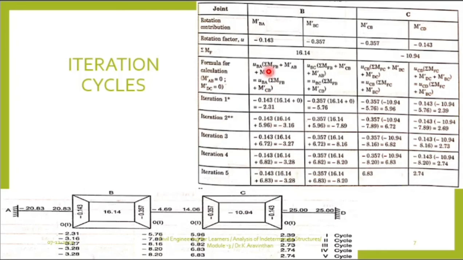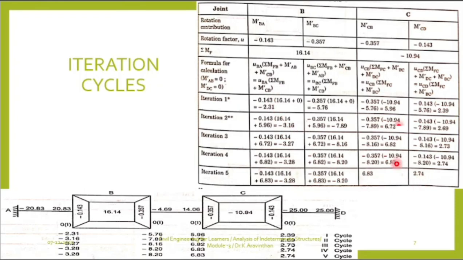After doing the first iteration, in the second iteration your two components will be the same. What is the formula? UBA will not be changed and it will be 0.143, and summation of MFB will also not change, that is 16.14. So these two components are not going to change, and the changing component is M dash CB. What is your M dash CB? 5.96. So this is M dash CB, which is 5.96, and this will be applied here. If you add and multiply with minus 0.143, you will be getting minus 3.16.